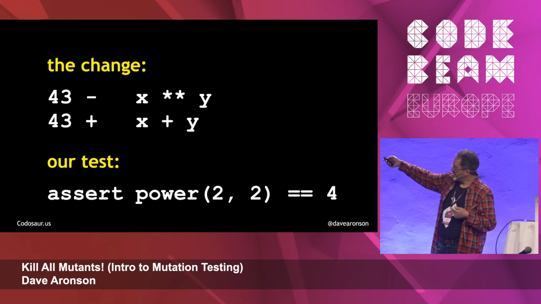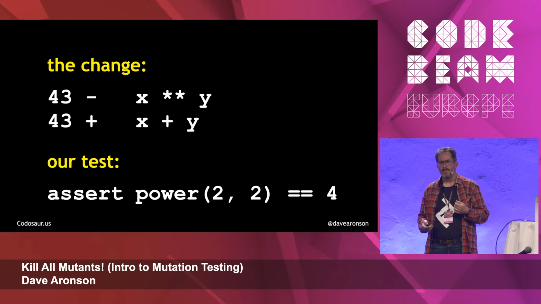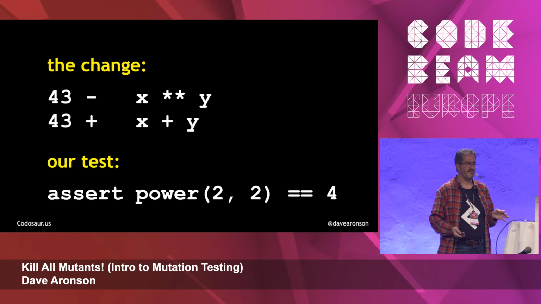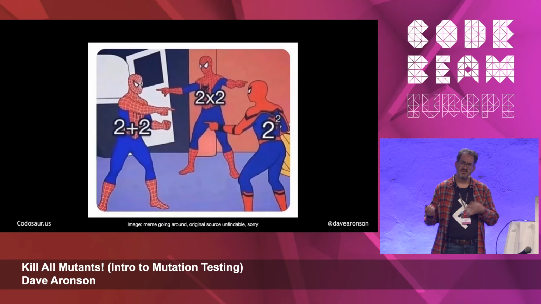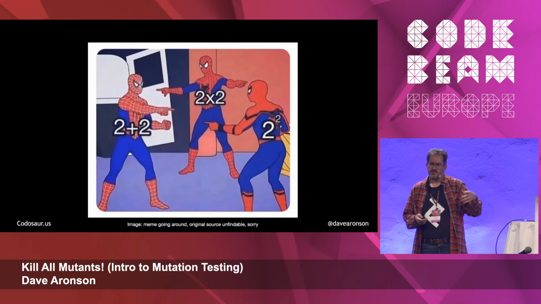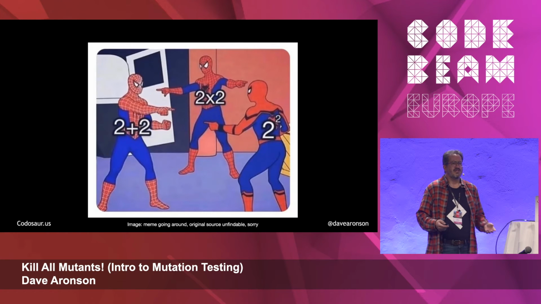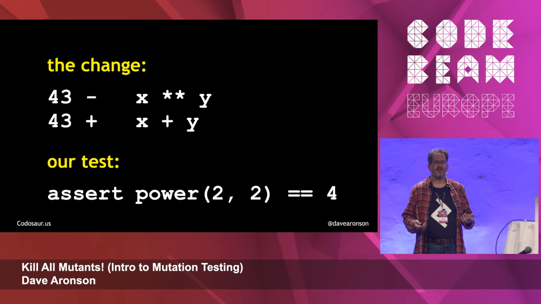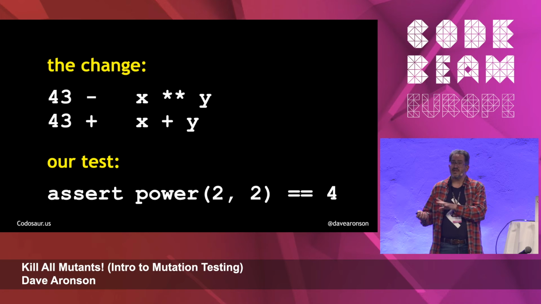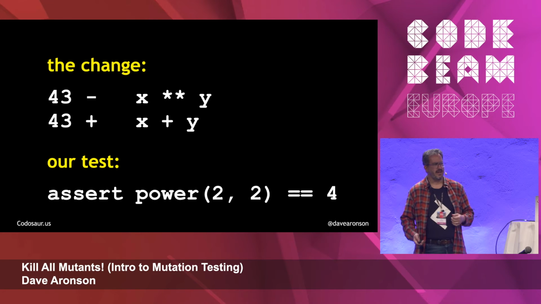Looking at the change and the test together makes it fairly clear that this is surviving because 2 plus 2 equals 2 to the second power. And so does 2 times 2, but he's in the background. We can save him for later. So how can we kill this mutant? In other words, make at least one test fail when run against it.